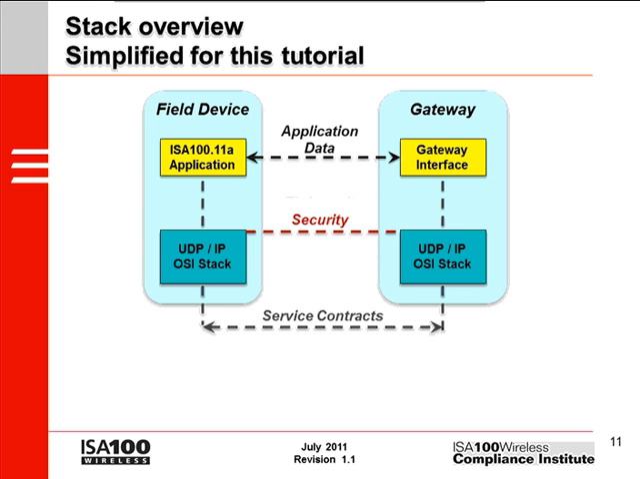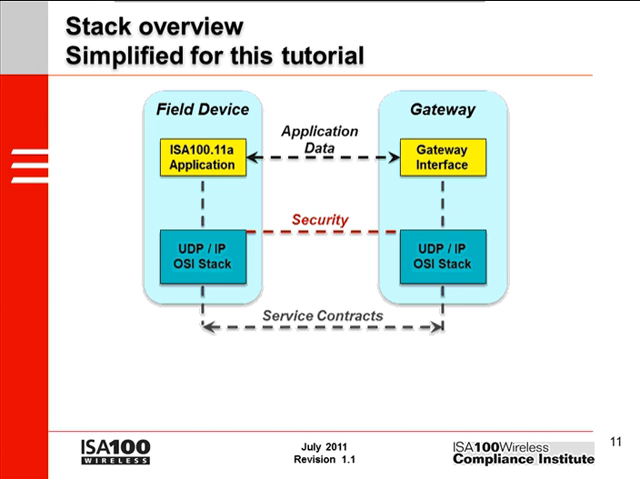Now in this slide, we simplify the stack view for the rest of this presentation. First, we represent the stack as a magic box, a UDP IP OSI stack with strong security assurances. The gateway interface and user applications exchange application messages. For the purpose of this diagram, the gateway is shown as generic. It might be a native ISA100 gateway, an OPC gateway, a Modbus gateway, an FTT gateway, or something else. The communication between field device and the gateway is the same regardless.